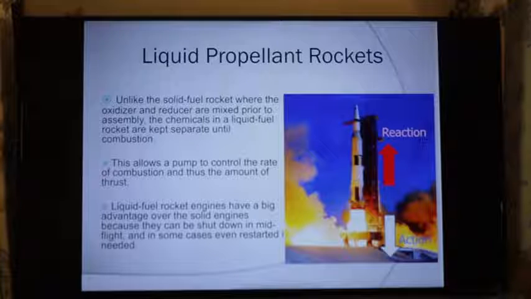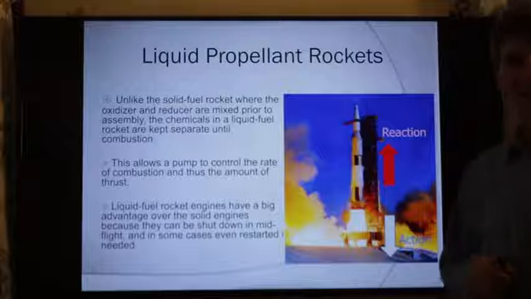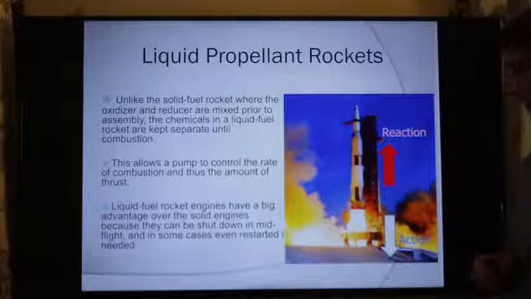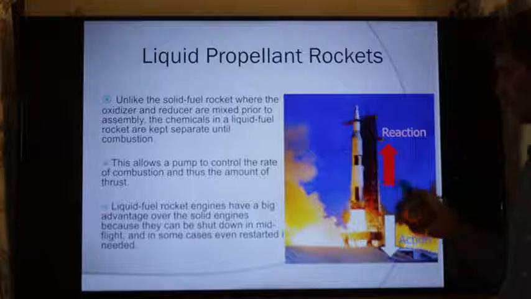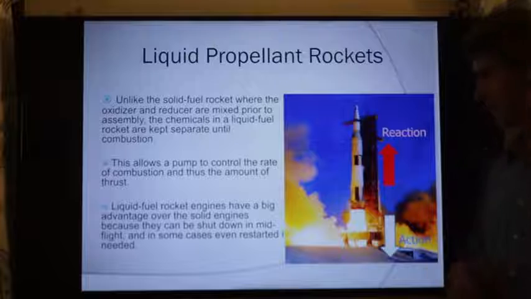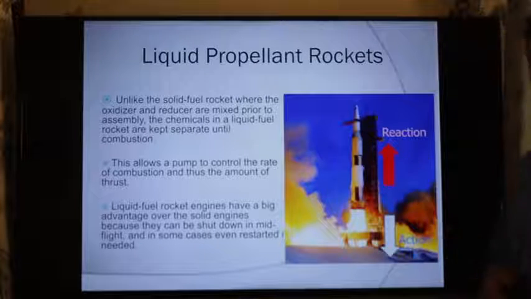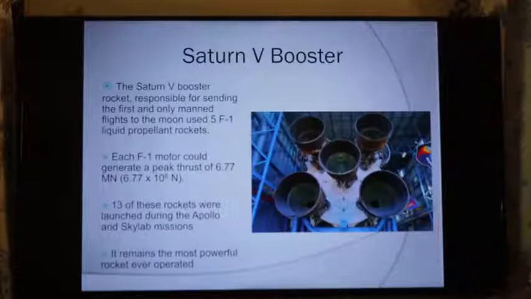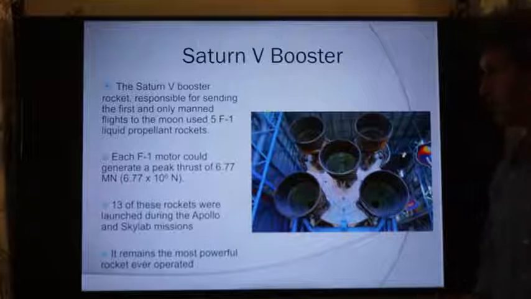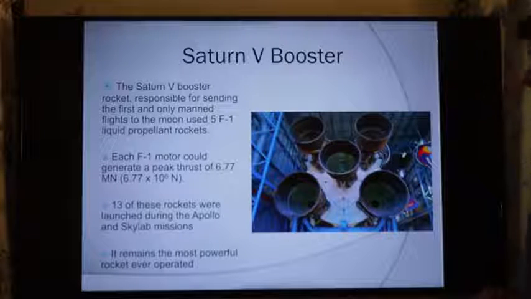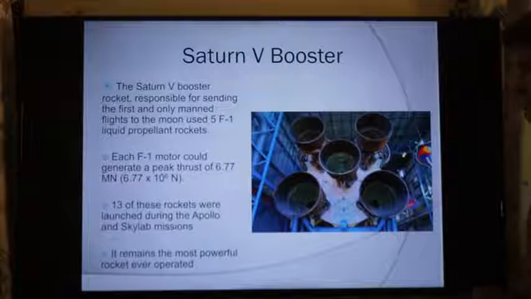So, Goddard had his ideas taken by the Germans, and the Germans' idea for the V-2 rocket was an alcohol and liquid oxygen rocket. This was changed to kerosene and liquid oxygen for the lowest stage. The upper stages were hydrogen and oxygen. This is the Saturn V booster. These are F1 engines. These are the most powerful rocket motors ever made. They produce 6.77 million newtons of force.